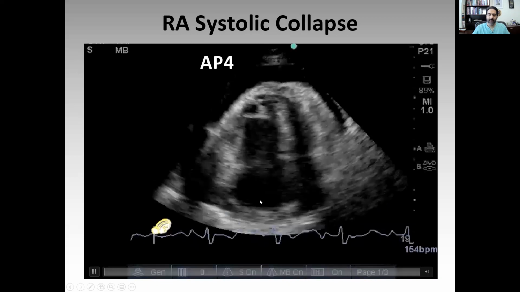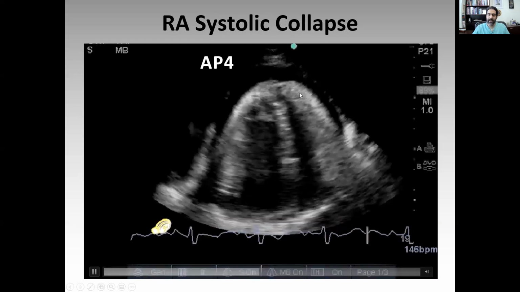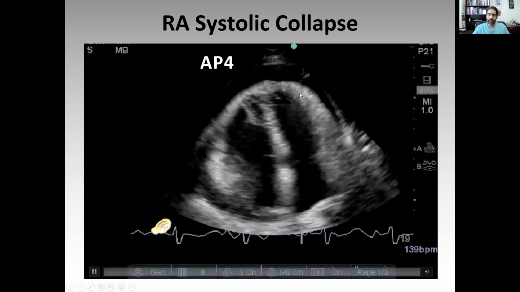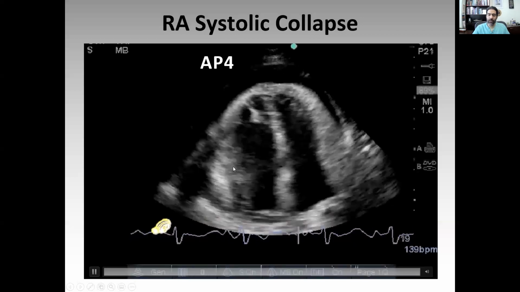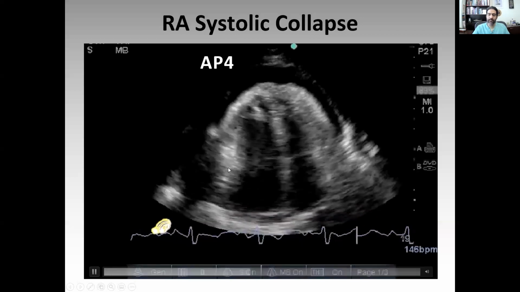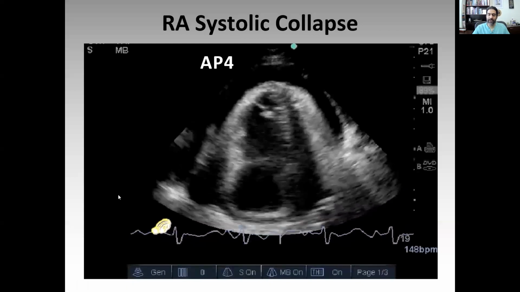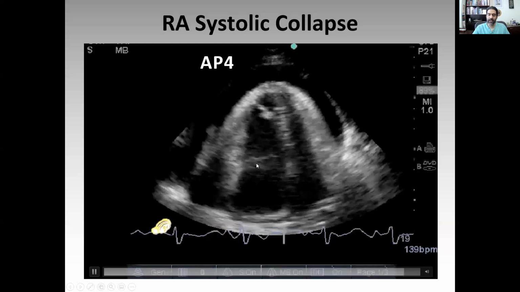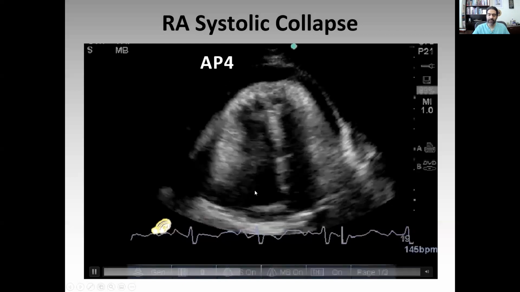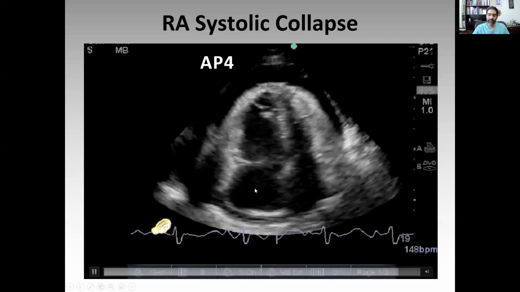And the way to time systole is either to look at the chamber up here, to look at the closure of the tricuspid valve, or to look at the TAPSE. So if that collapse is occurring when the tricuspid annulus is moving up or when the tricuspid valve is closed, then that is systolic collapse. That looks to be the case here.